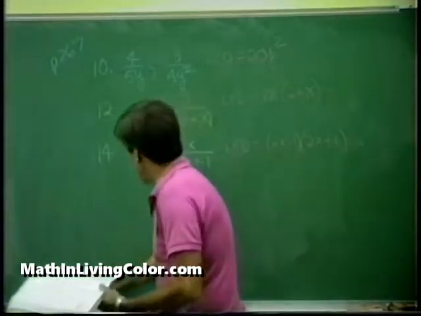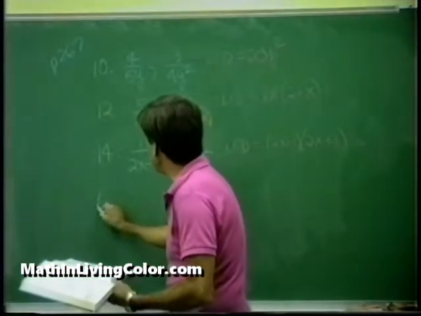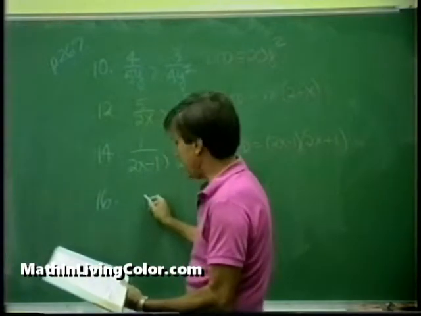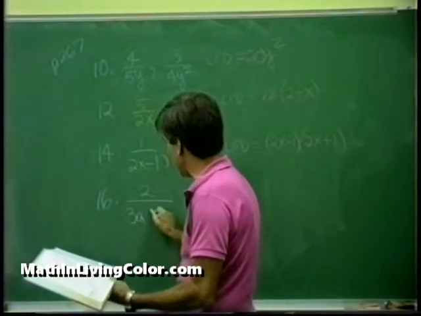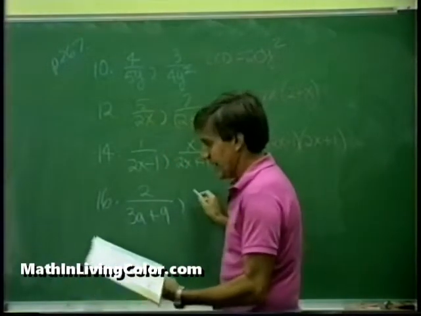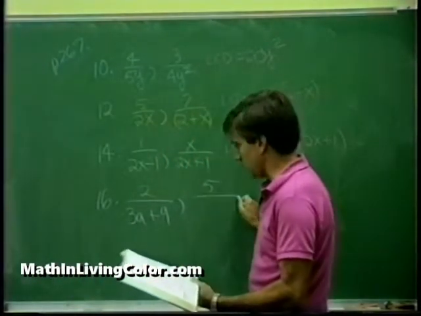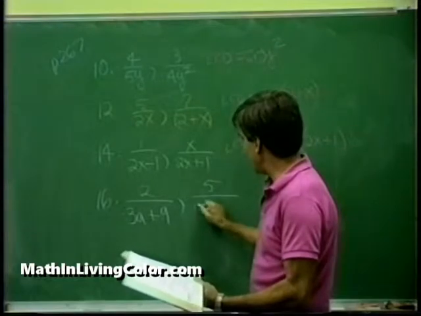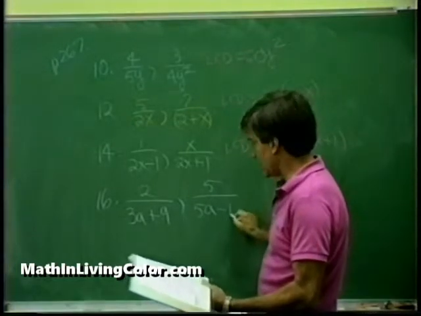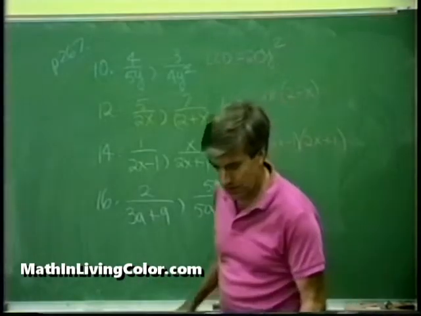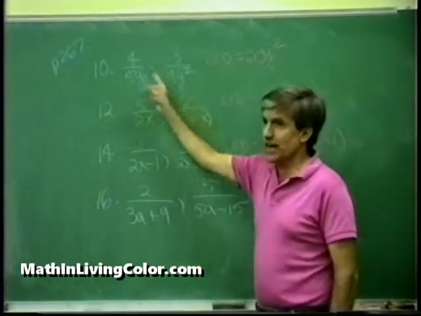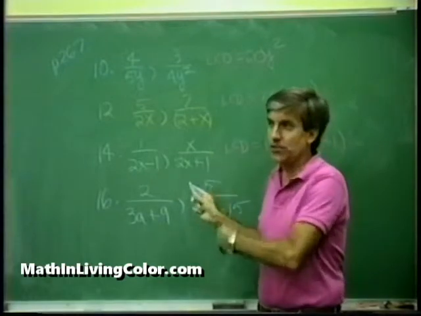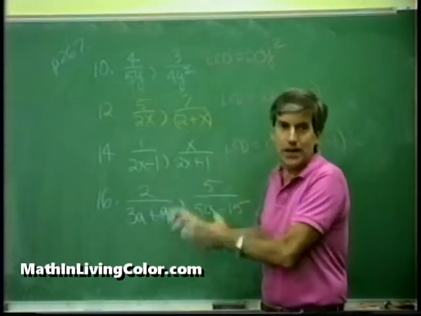Number 16. I'm just going to run down the line of all of these even problems in finding the common denominator. 2 divided by 3a plus 9. And the second fraction is 5 divided by 5a minus 15. Okay? Now notice the numerators are kind of irrelevant in this whole exercise. We're just trying to find the common denominator for these.